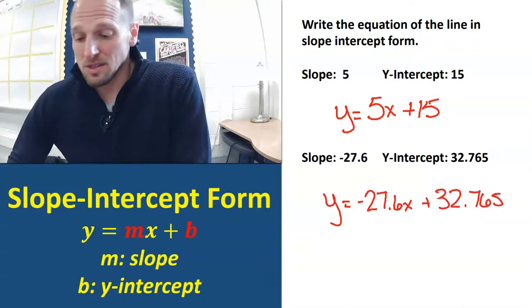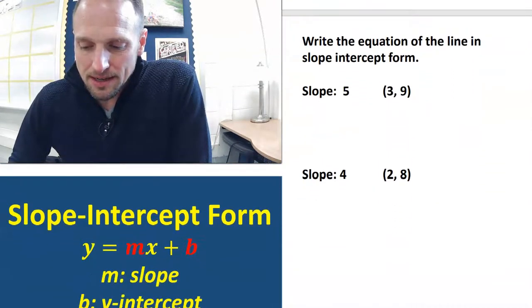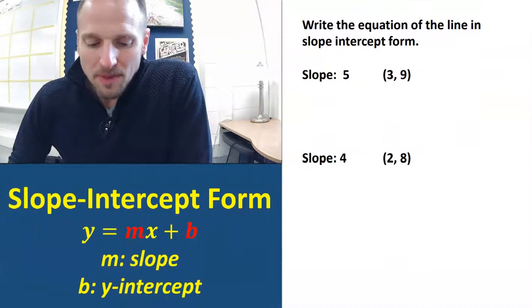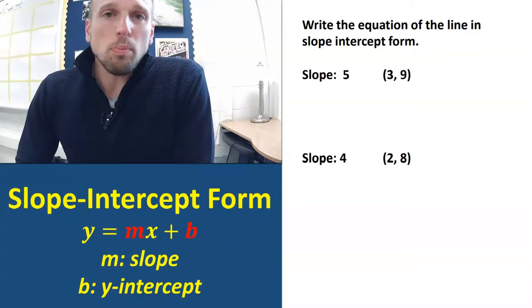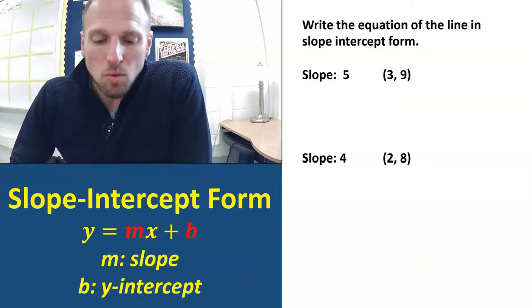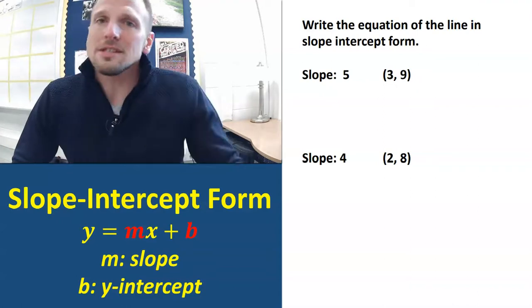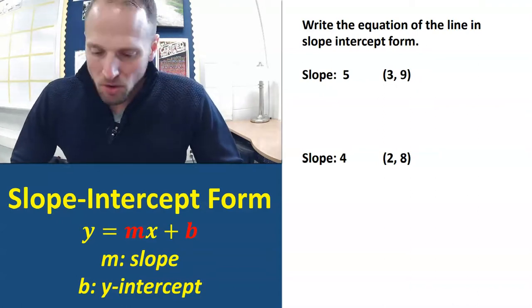And you're thinking, wow, this is really easy. And yeah, that part was, but this is going to get more difficult because this time we're given a slope, but we're not given the y-intercept. Instead, we're just given a point. So I want an equation of a line with a slope of 5 through the point 3,9. And this is going to get more difficult and more tricky.